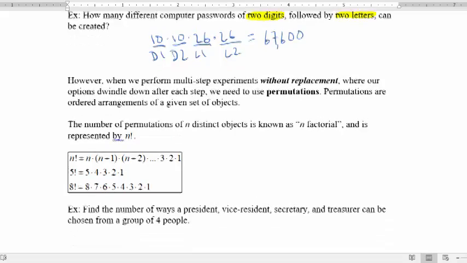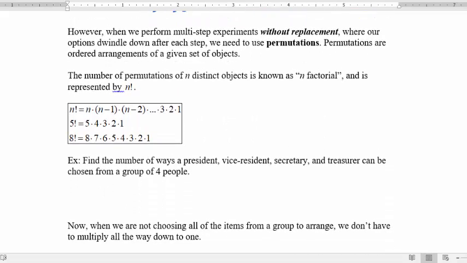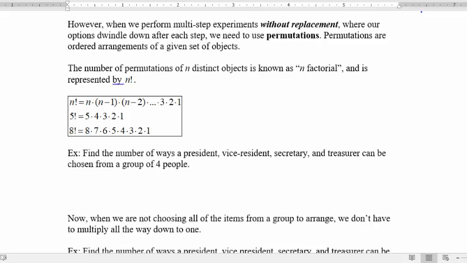All right. Now, the difference though is when we perform these multi-step experiments without replacement, meaning we can't reuse something that we just used, what's happening is our options are dwindling down, right, after each step. So when we have this situation, we're going to use what are called permutations, right? And permutations are really just ordered arrangements of a given set of objects. And the key word there is ordered. Order matters here when you're doing permutations.